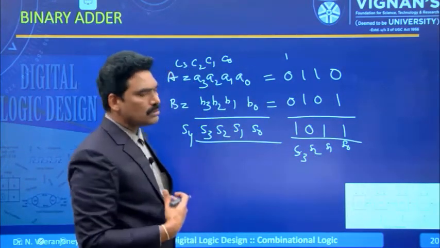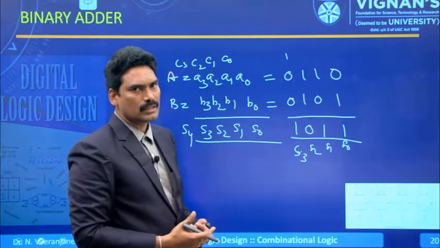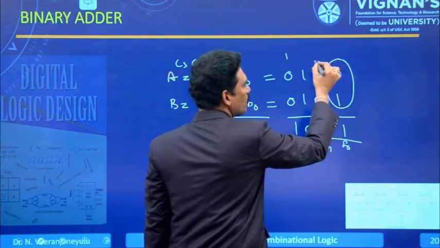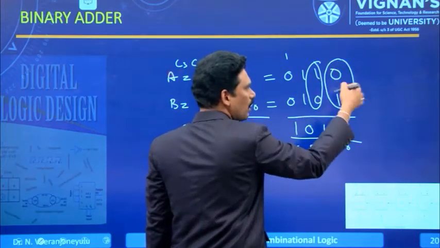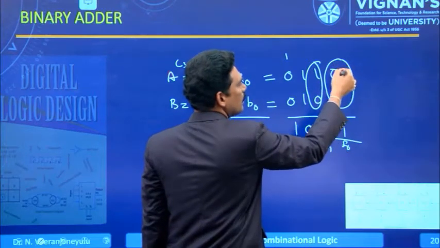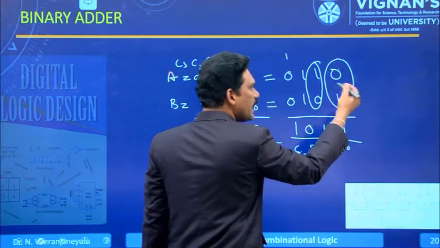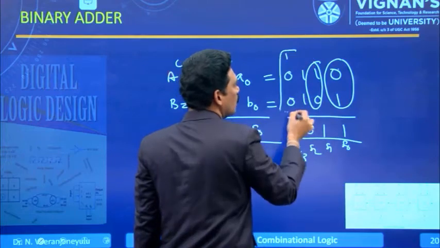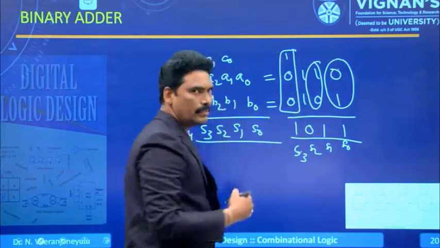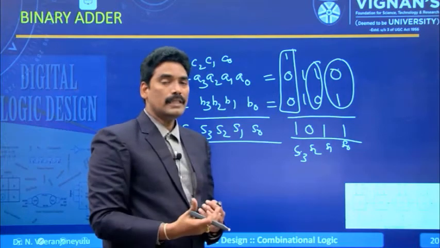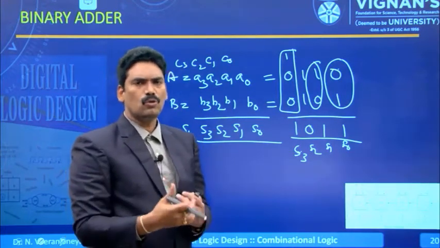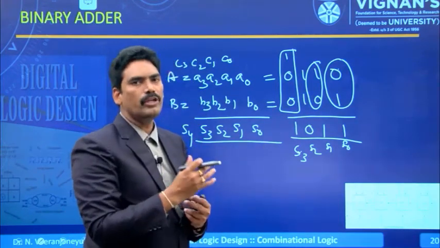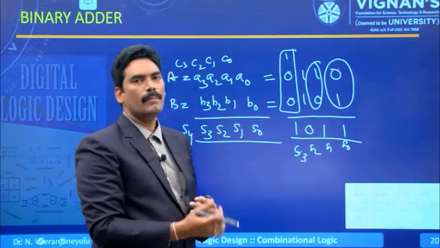So how are we going to design a circuit for this? We are going to perform addition operation on 2 bits here. If any carry is there, we need an additional input. So if the carry is there, we are going to add 3 bits. What is the circuit to add 3 bits? Full adder. That means we are going to use 4 full adders in cascade to design a binary adder.